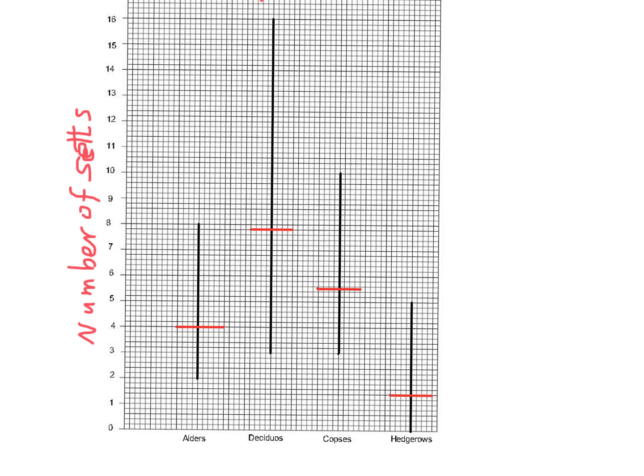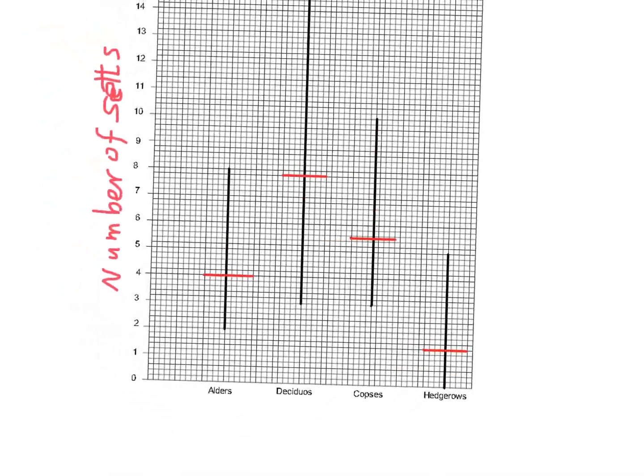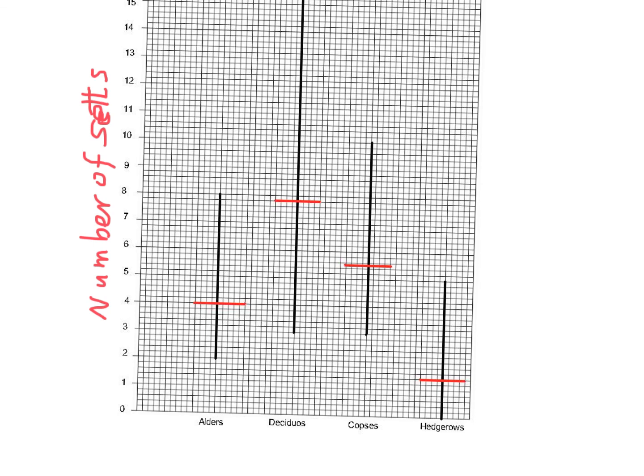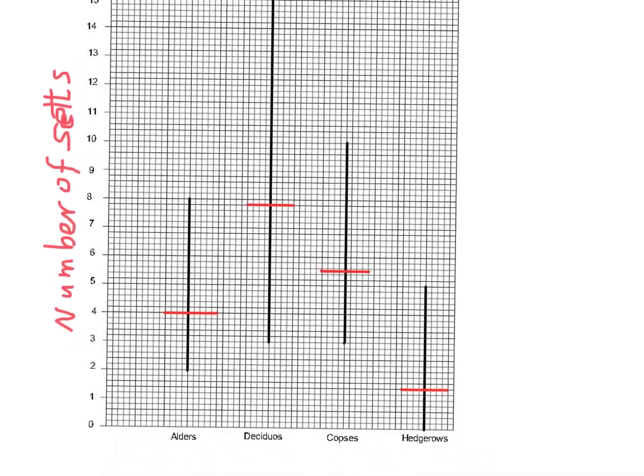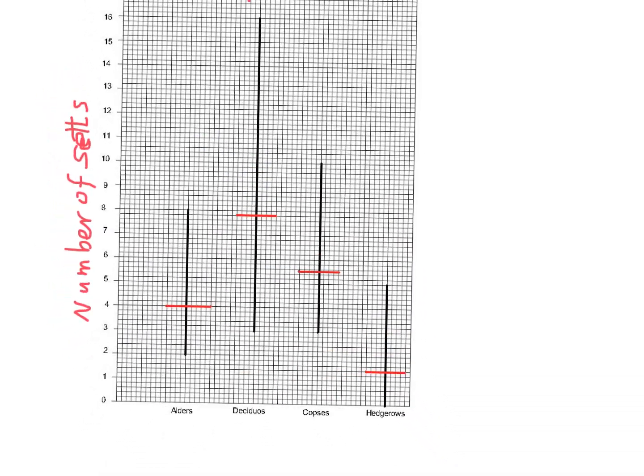see here. Okay, so the first one is alders and deciduous, and then you have hedgerows, copses in here. Okay, so alders, deciduous, copses, and hedgerows. So you have these 4 habitats, and let's have a look at what the data shows us. Okay, now as you can see, straight away you can see which habitat has got more badgers. As you can see, you can straight away say that it's the deciduous one, because you have the mean number showing the highest of all of them, because if that is the mean number, you have on an average, that's where you have more badgers, deciduous woods.